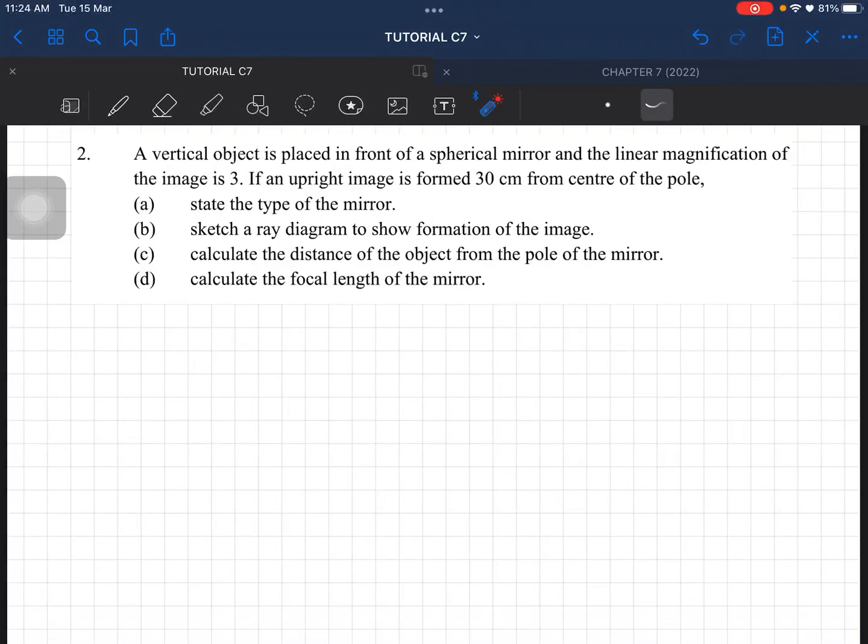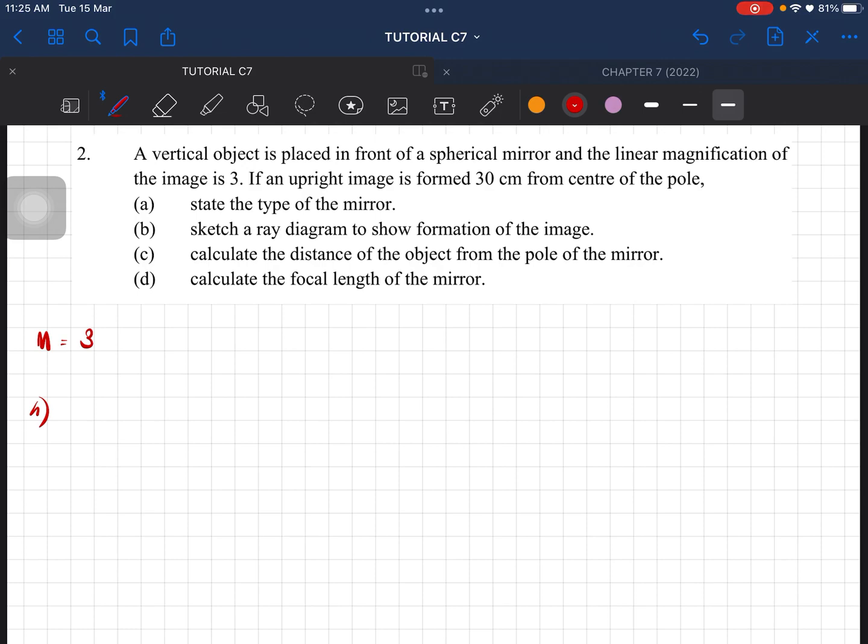Right, question 2. A vertical object is placed in front of a spherical mirror and the linear magnification of the image is 3. So now this image is magnified by 3. If an upright image is formed 30 centimeter from the pole, we have to state the type of the mirror.